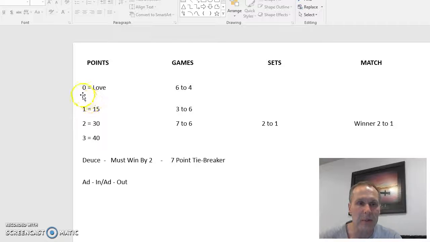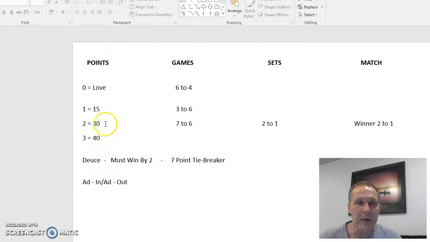In tennis, 0 equals love for points, 1 equals 15, 2 equals 30, 3 equals 40. So if you're playing a singles match and the score is 2-2 or 30-30, the participants need to accumulate at least 4 points before that participant can win a game in that particular match.